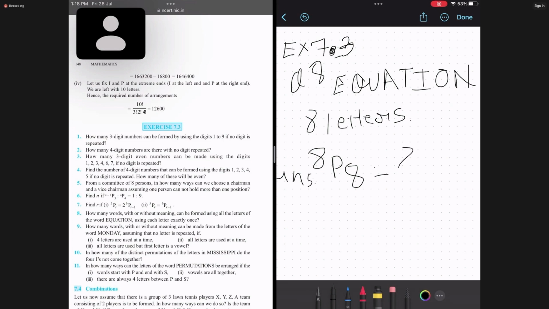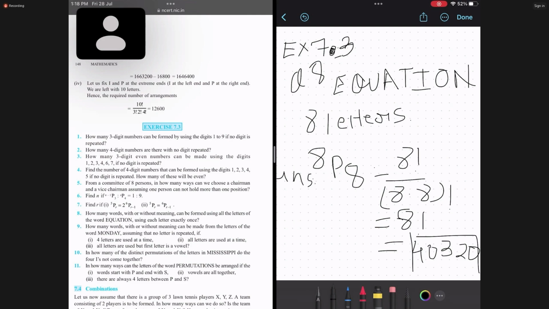So 8P8 is nothing but 8 factorial upon (8 minus 8) whole factorial. 0 factorial is just 1, so the answer is nothing but 8 factorial. If you were to solve this, you would realize that 8 factorial is nothing but 40320. Correct. So that is the number of distinct words that are possible from the word EQUATION. Correct.